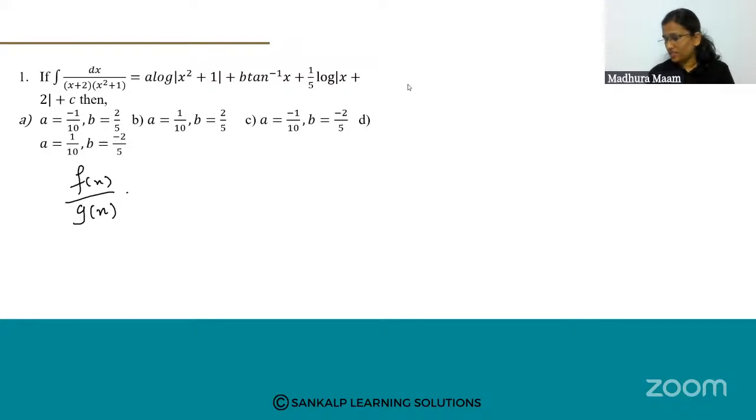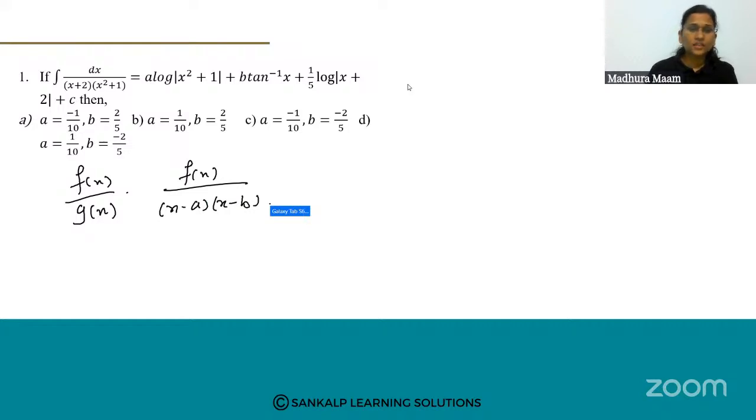For example, if you have a function in the form of f of x divided by x minus a into x minus b, then how do you split it? This can be written as A divided by x minus a plus B divided by x minus b, where A and B are some real numbers.